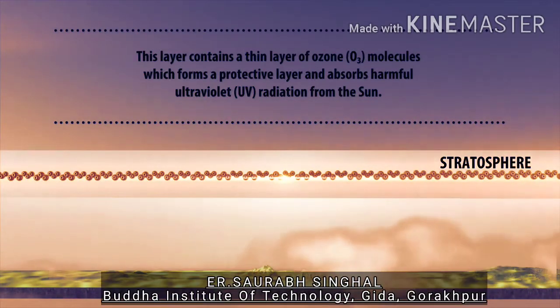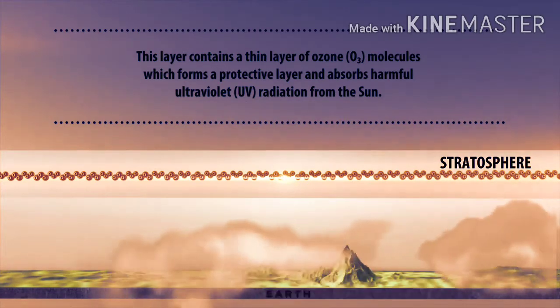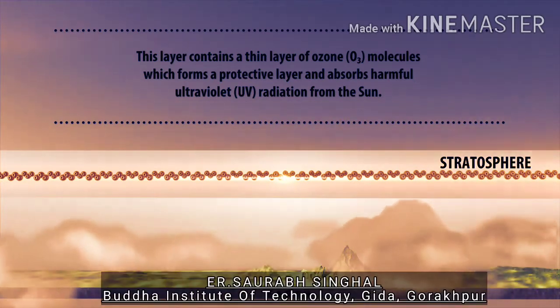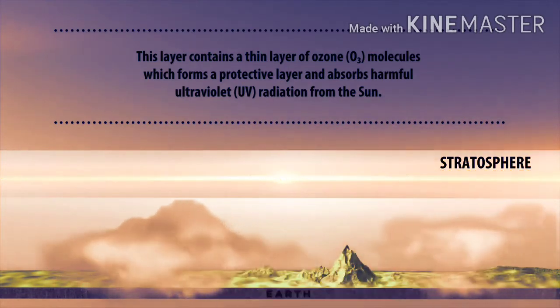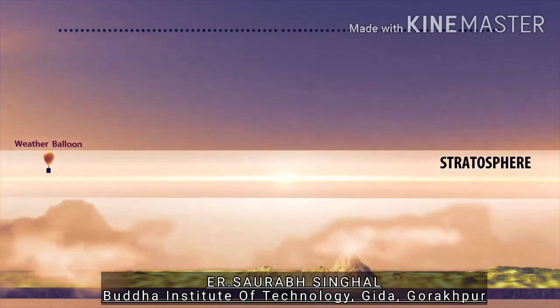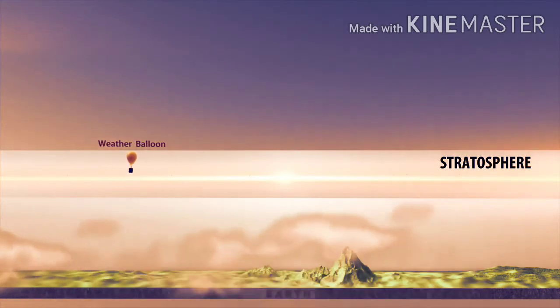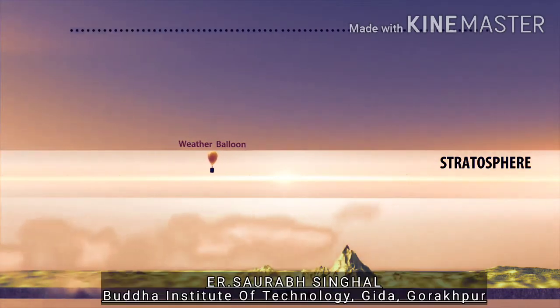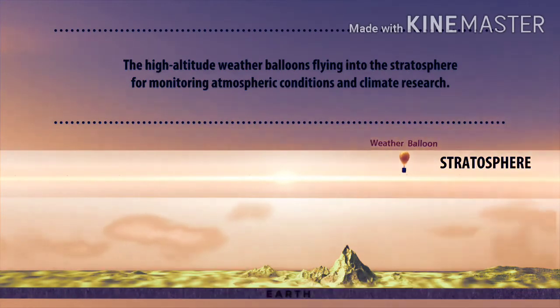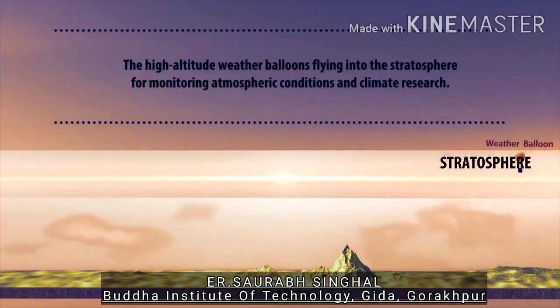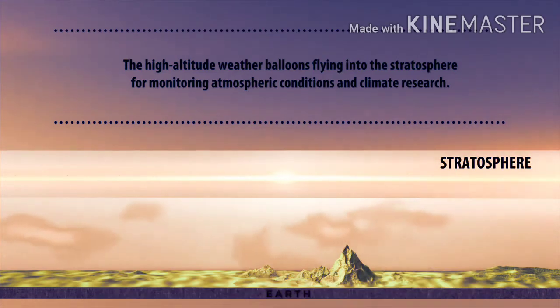This layer contains a thin layer of ozone molecules, which forms a protective layer and absorbs harmful ultraviolet radiation from the sun. High-altitude weather balloons fly into the stratosphere for monitoring atmospheric conditions and climate research.